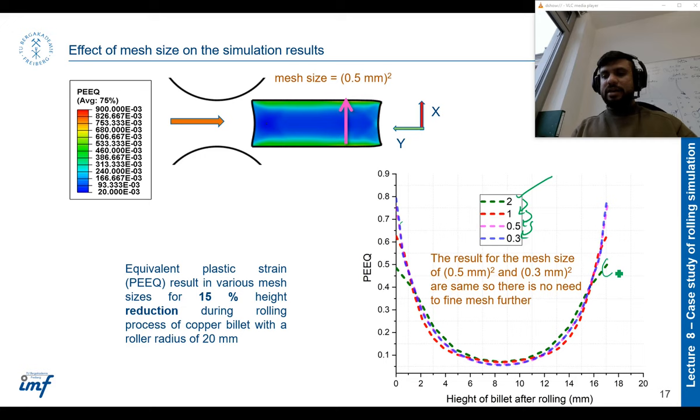With relatively finer mesh, the results are relatively better. And then there is very slight difference when we change the mesh size from 0.5 to 0.3. So the results are almost the same, which means that we can use this mesh size. So the results will not change, yet our simulations will run faster.